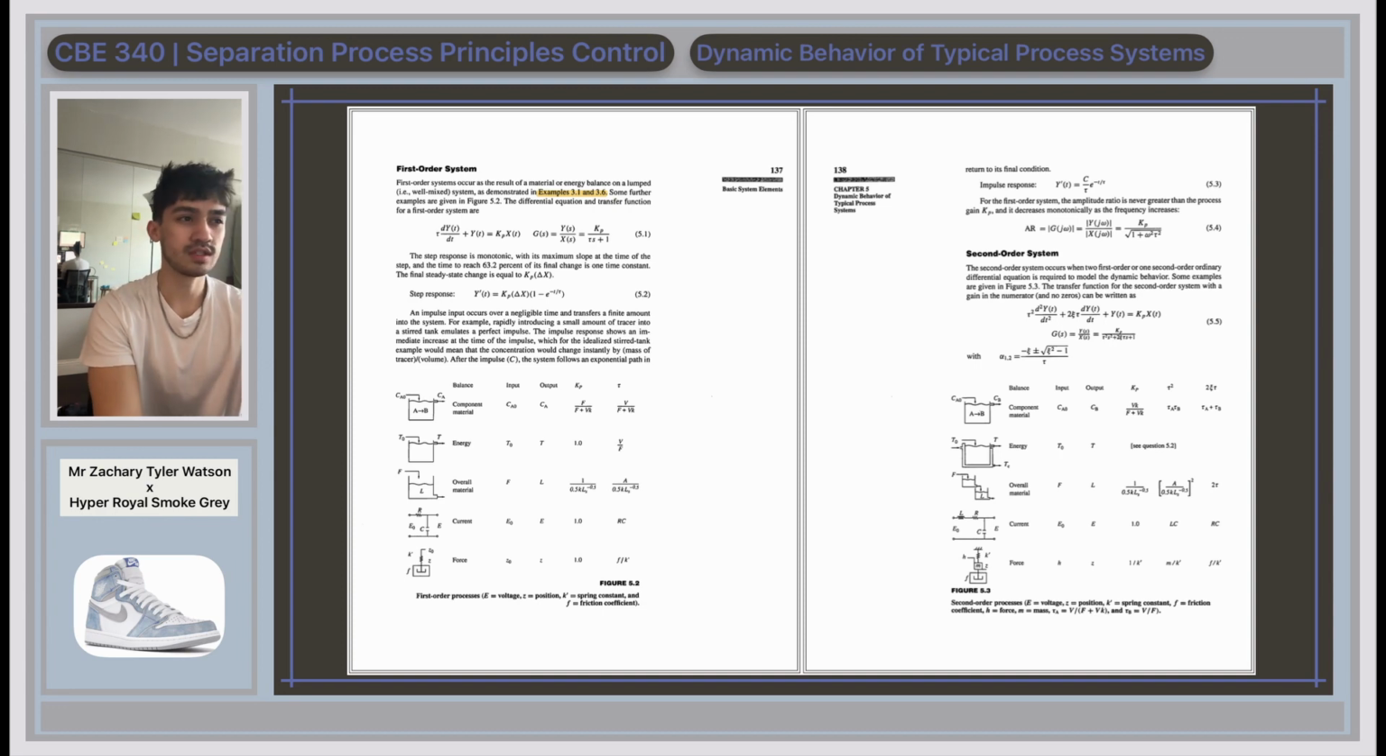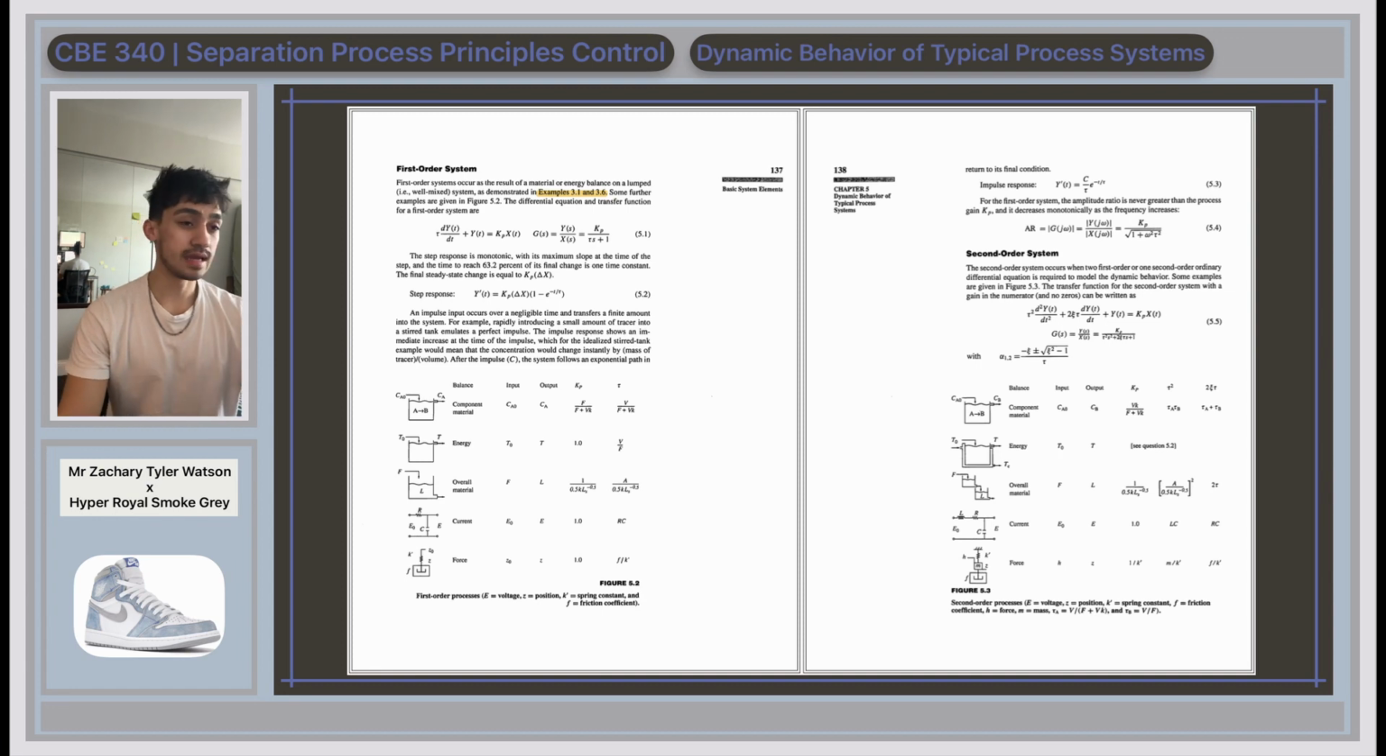Moving on, we'll go to the first order system. The amplitude ratio is never greater than the process gain, and it decreases monotonically as the frequency increases. The amplitude ratio is equation 5.4, denoted as AR. It's equal to the absolute value of the transfer function with respect to j and w. Thus, this just means the absolute value of the output variable with respect to j and w over the absolute value of the input variable with respect to j and w.